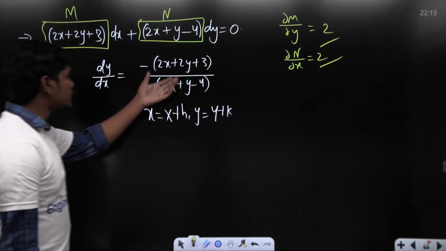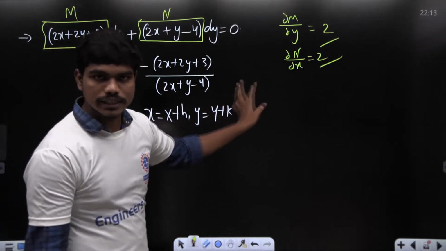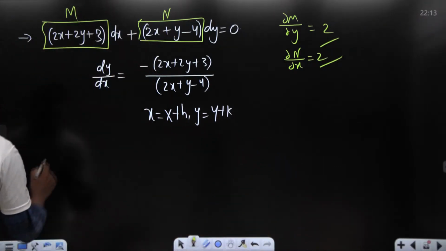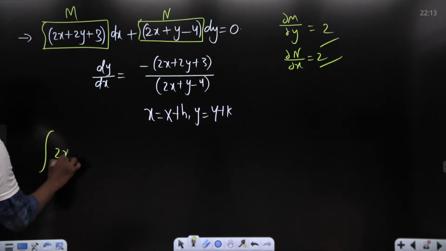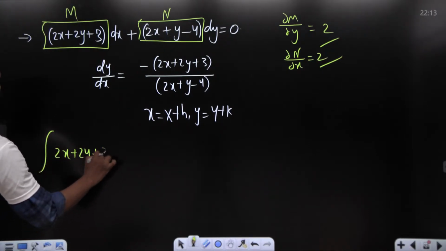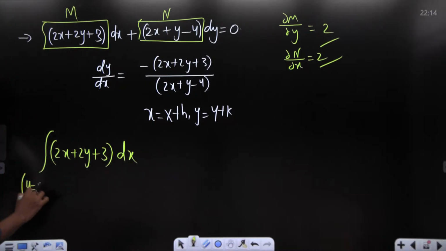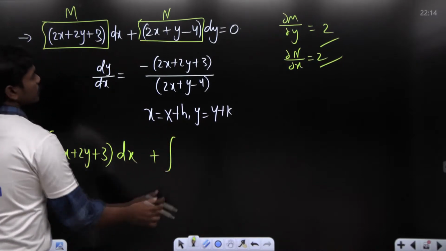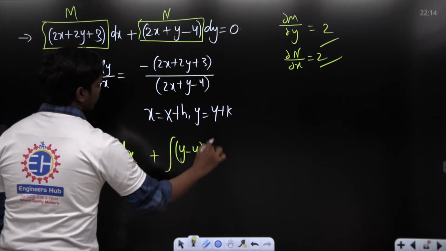So normally, by substituting x is equal to X plus h, then y is equal to Y plus k, and then if you solve this equation, you will definitely get some solution, and that solution will be the same as integral M dx, so 2x plus 2y plus 3 dx, taking y as constant, plus integral of terms not containing x in N, which is y minus 4 dy, is equal to constant.